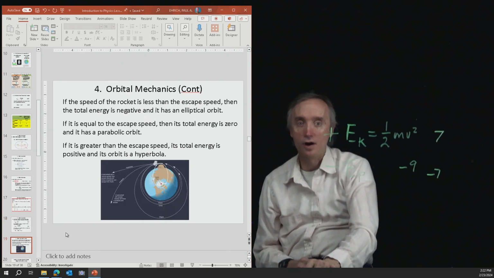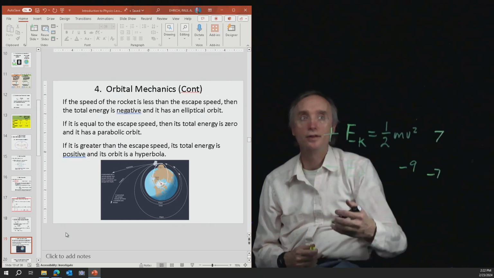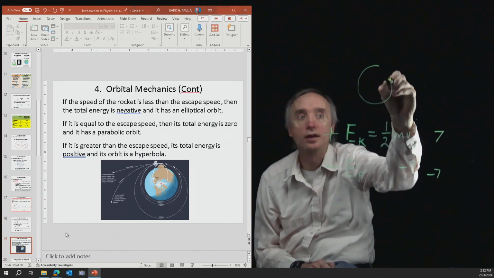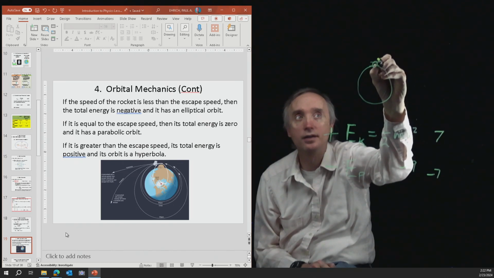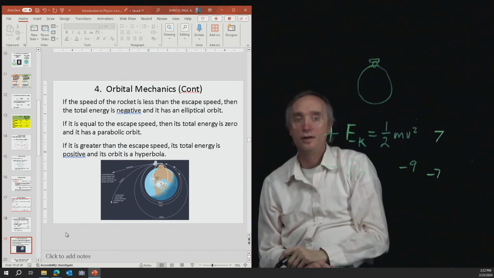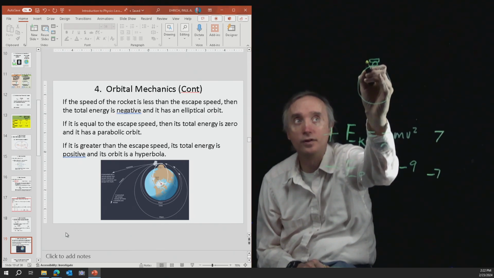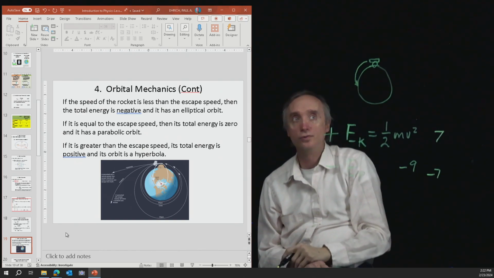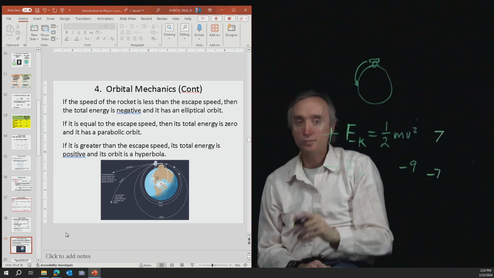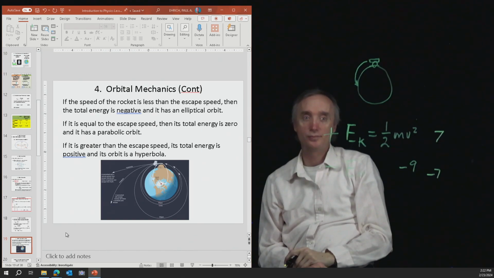Here's a thought experiment that Sir Isaac Newton did. He pretended that here's the Earth, and put a cannon up here that is going to fire a cannonball shell. If it doesn't have enough speed, it will crash into the Earth. But in actuality, it went into orbit. It's just that the Earth got in the way.